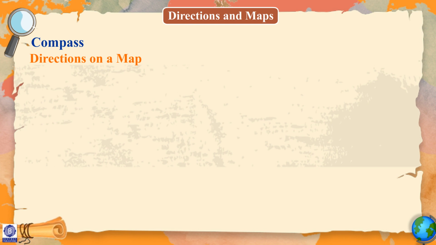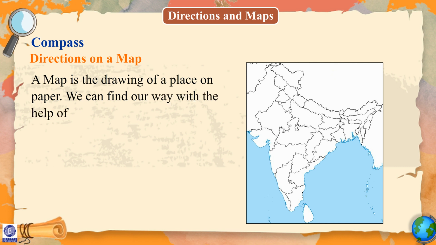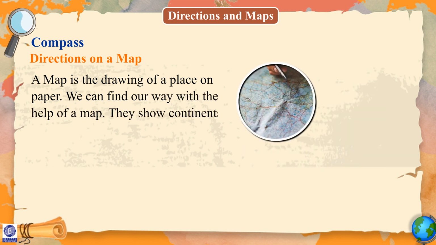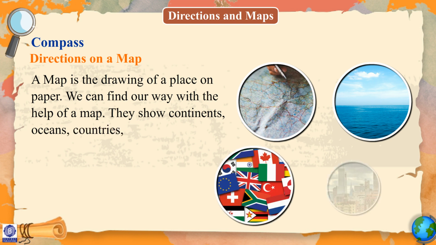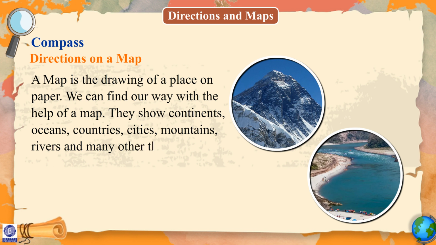Directions on a map. A map is the drawing of a place on paper. We can find our way with the help of a map. They show continents, oceans, countries, cities, mountains, rivers, and many other things.